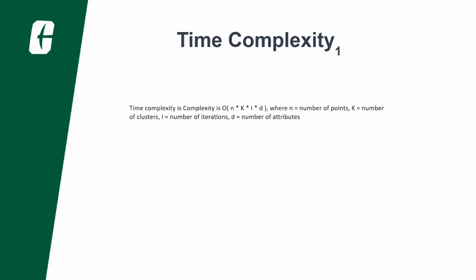So just real quickly going over the time complexity. The time complexity, as you see here, is n k I d. And that's just going to be a linear time complexity where you have n as the number of points, k as the number of clusters, I as the number of iterations, and d as the number of attributes.